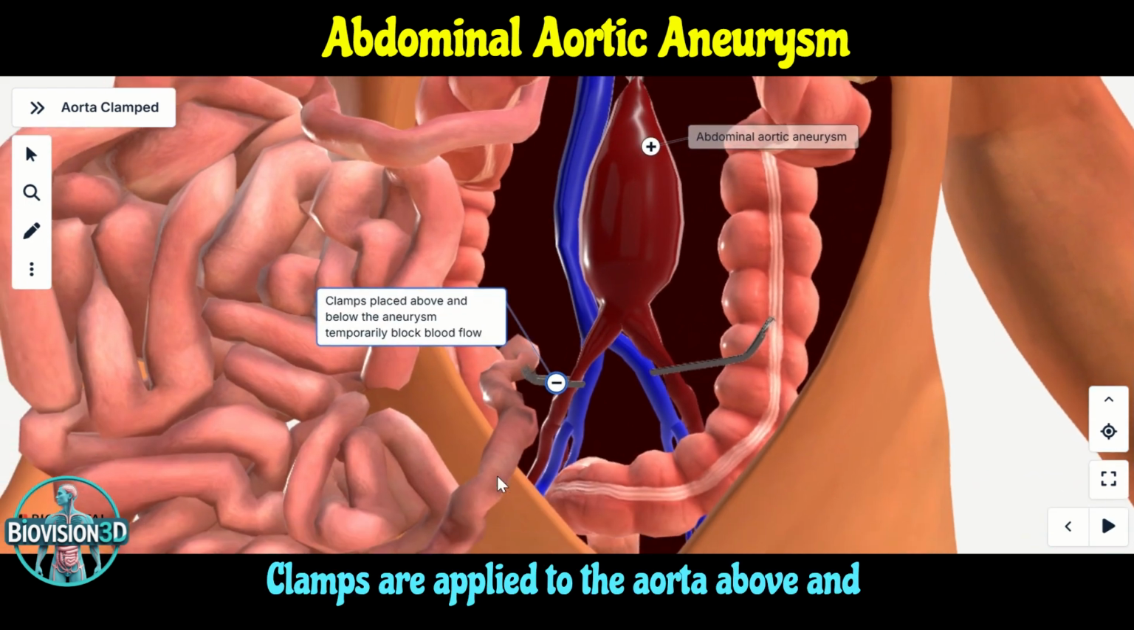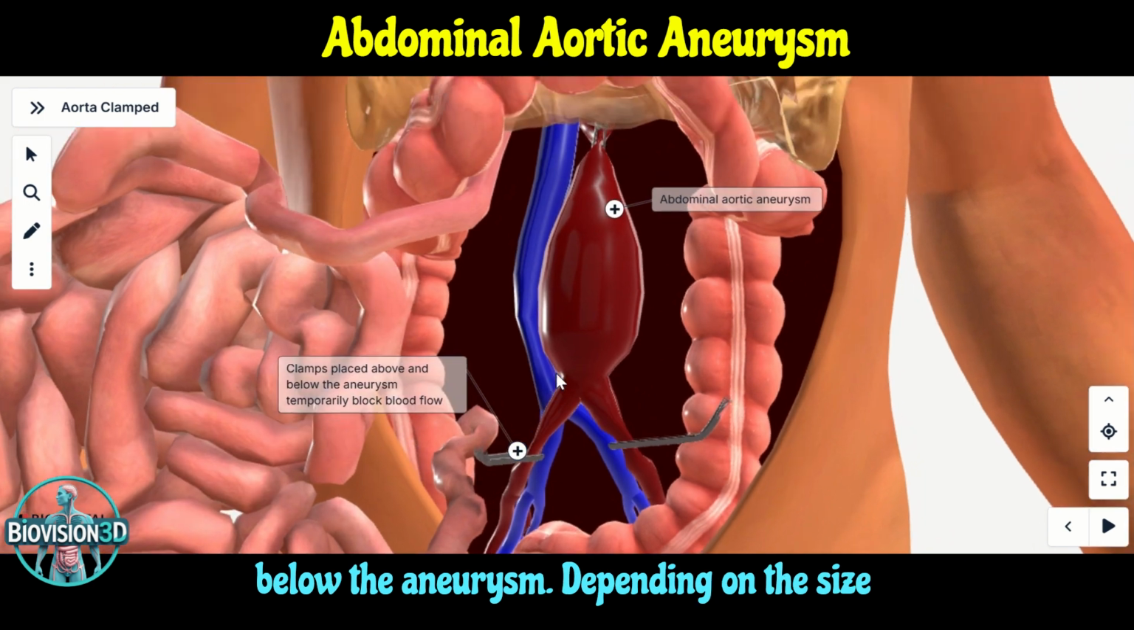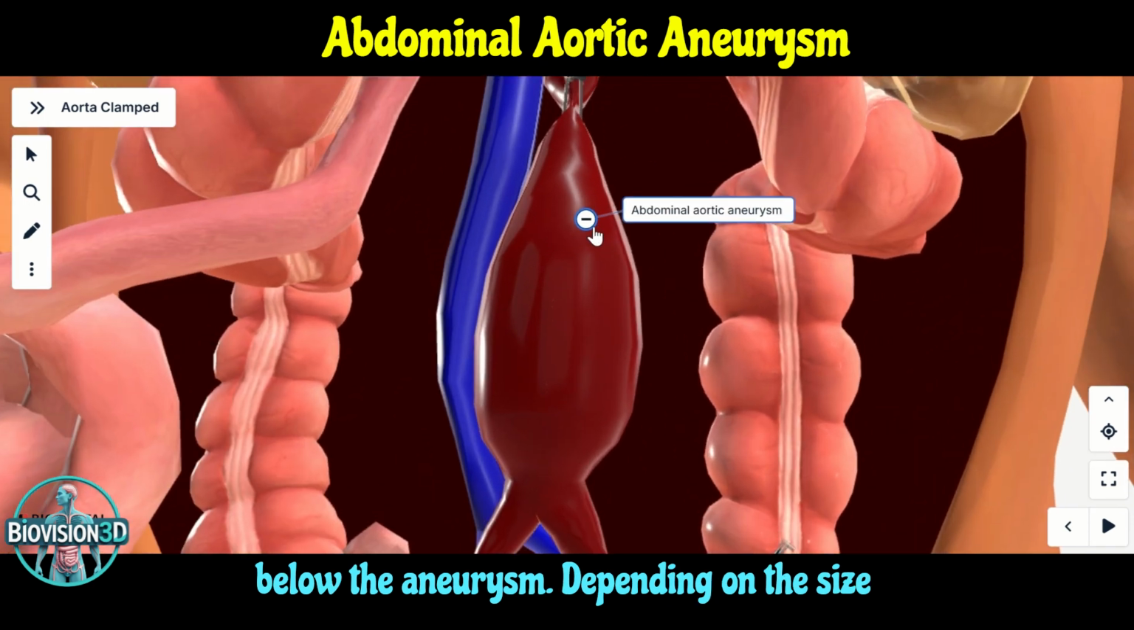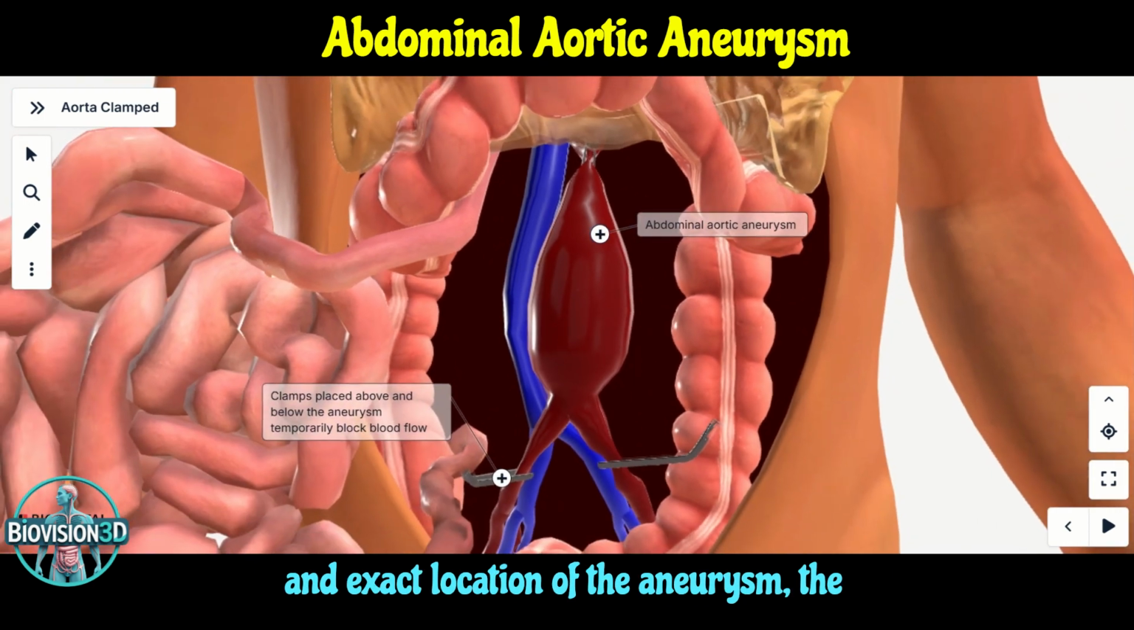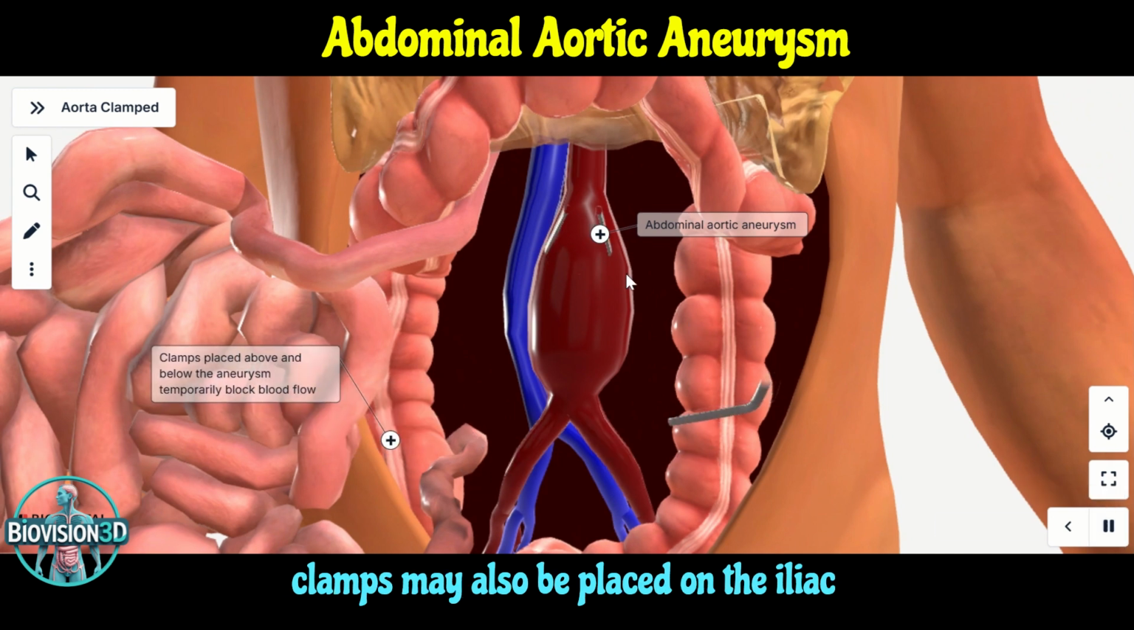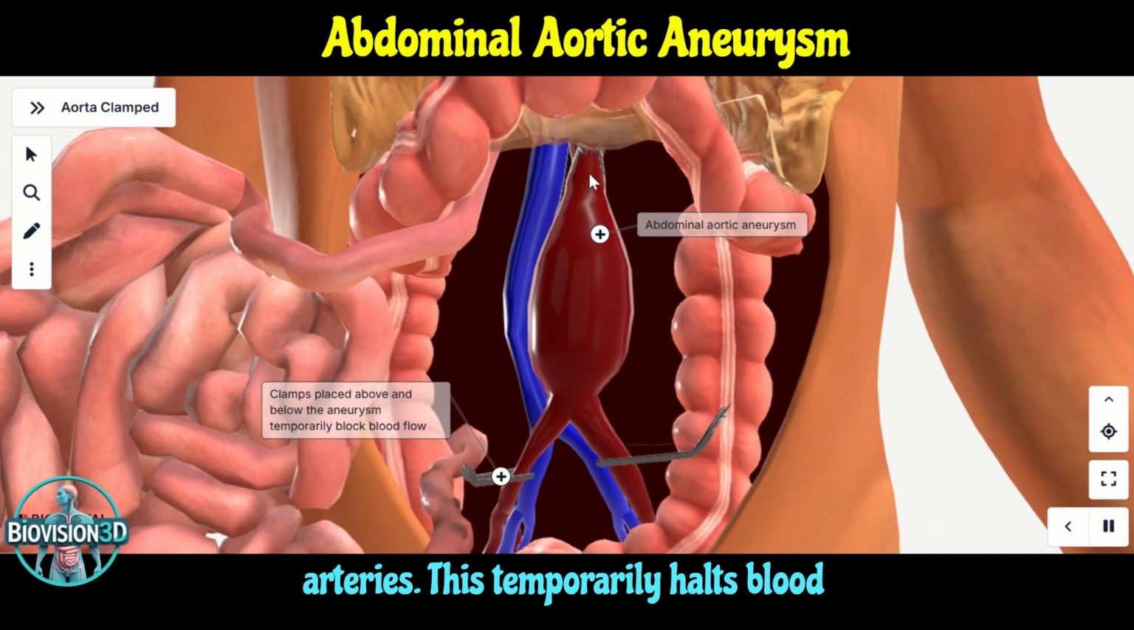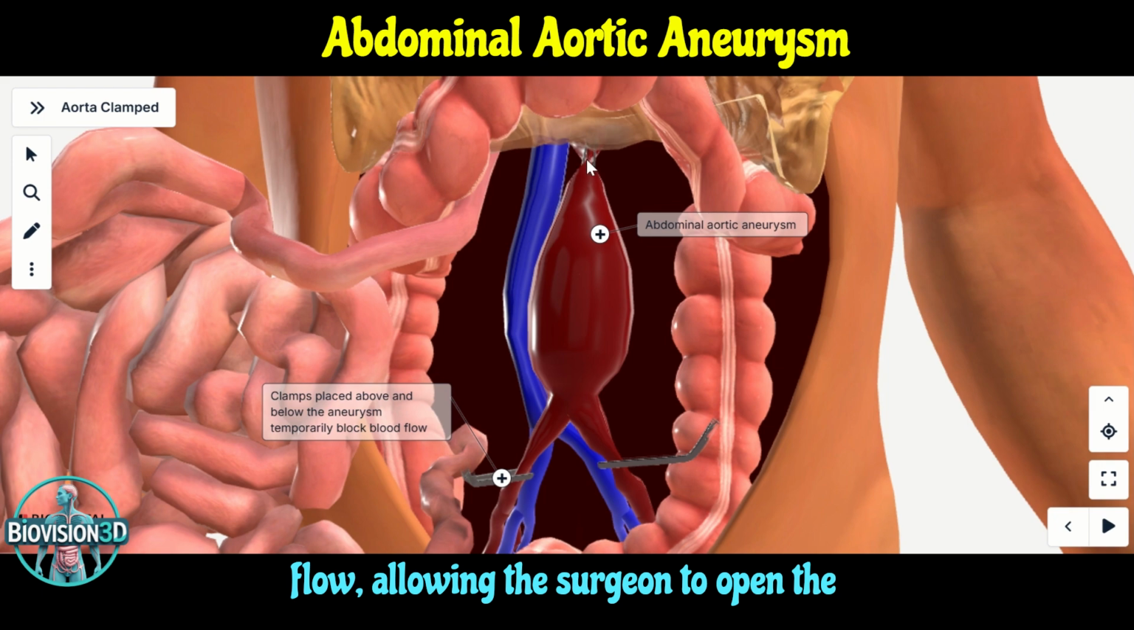Clamps are applied to the aorta above and below the aneurysm. Depending on the size and exact location of the aneurysm, the clamps may also be placed on the iliac arteries. This temporarily halts blood flow, allowing the surgeon to open the aorta safely without excessive bleeding.